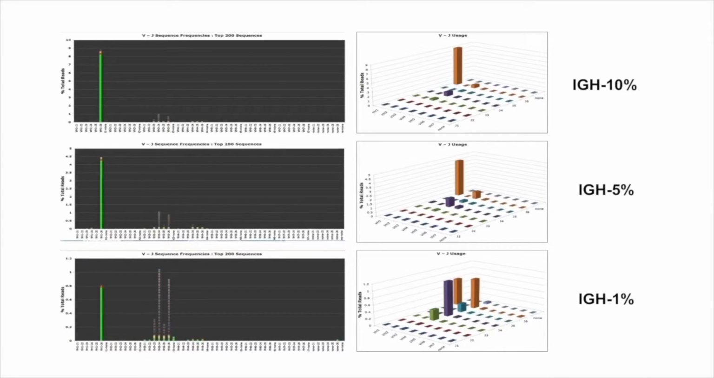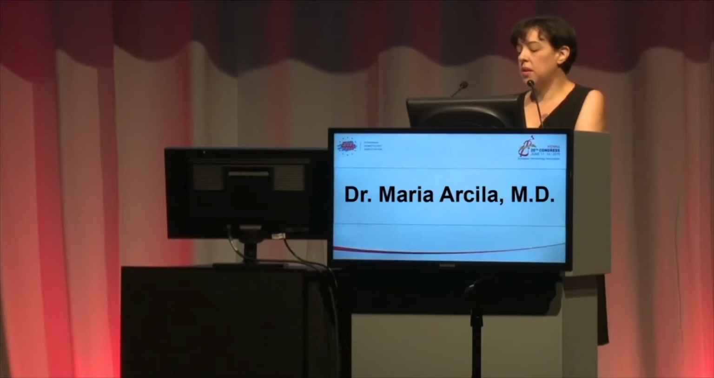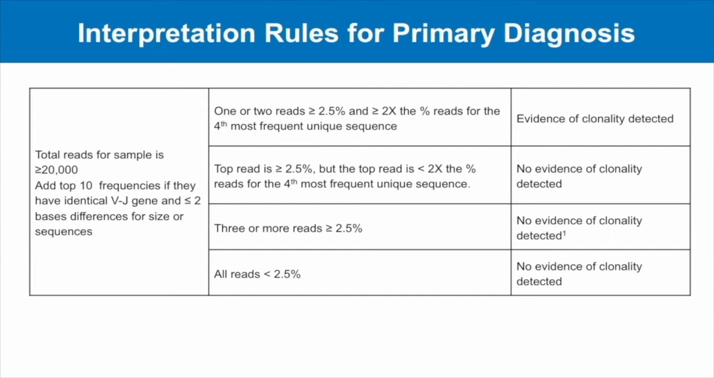Now, for primary samples, your interpretation rules are different from the MRD, or minimal residual disease, rules. So these are our interpretation rules for a primary sample. We don't usually call anything with this assay if we don't have more than 20,000 reads. What we usually do is look at the top 10 sequences, and if they have identical VJ gene rearrangement and also less than 2 bases difference in the size of the sequences, we add those together to give you the percentage of that top clone.